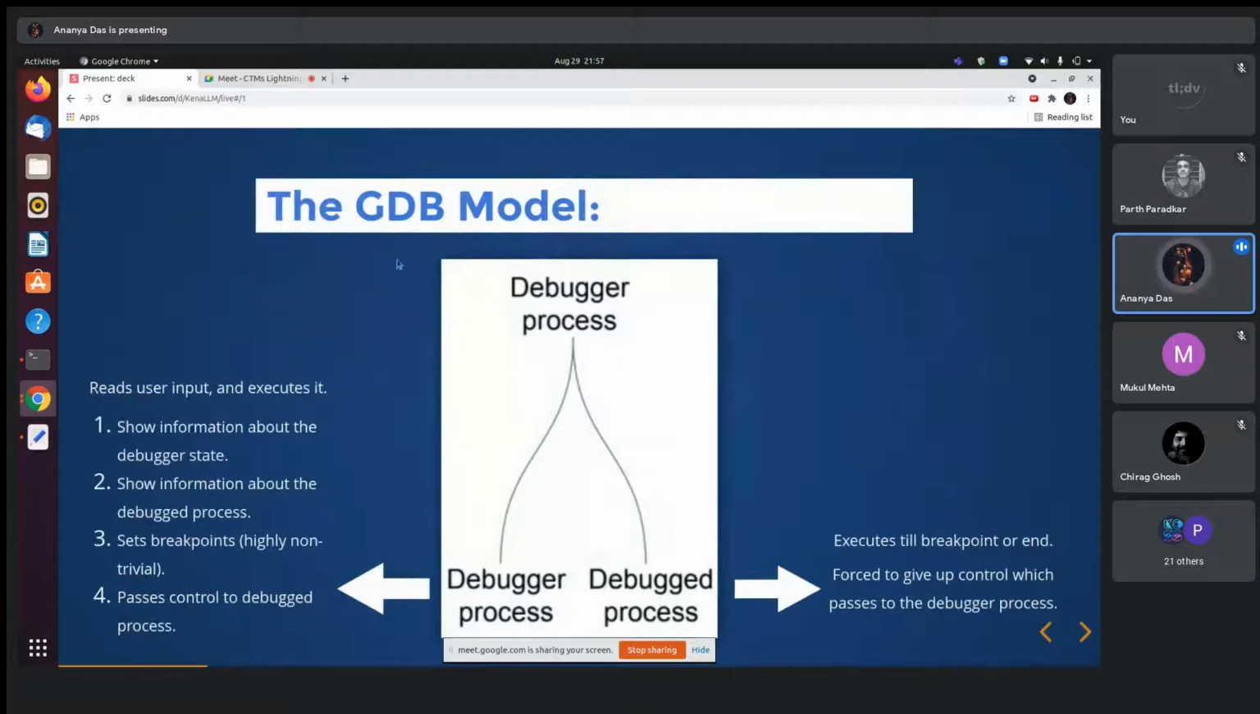So here's the basic GDB model. We have just started a debugger, so a debugger process is made. You can also call it the GDB process. The debugger process uses fork to clone itself into two processes. The process on the left is the parent debugger process, and the process on the right is the child debugger process. Now the child debugger process replaces itself with the process that is being debugged. The debug process is also called the inferior process in the language of GDB.